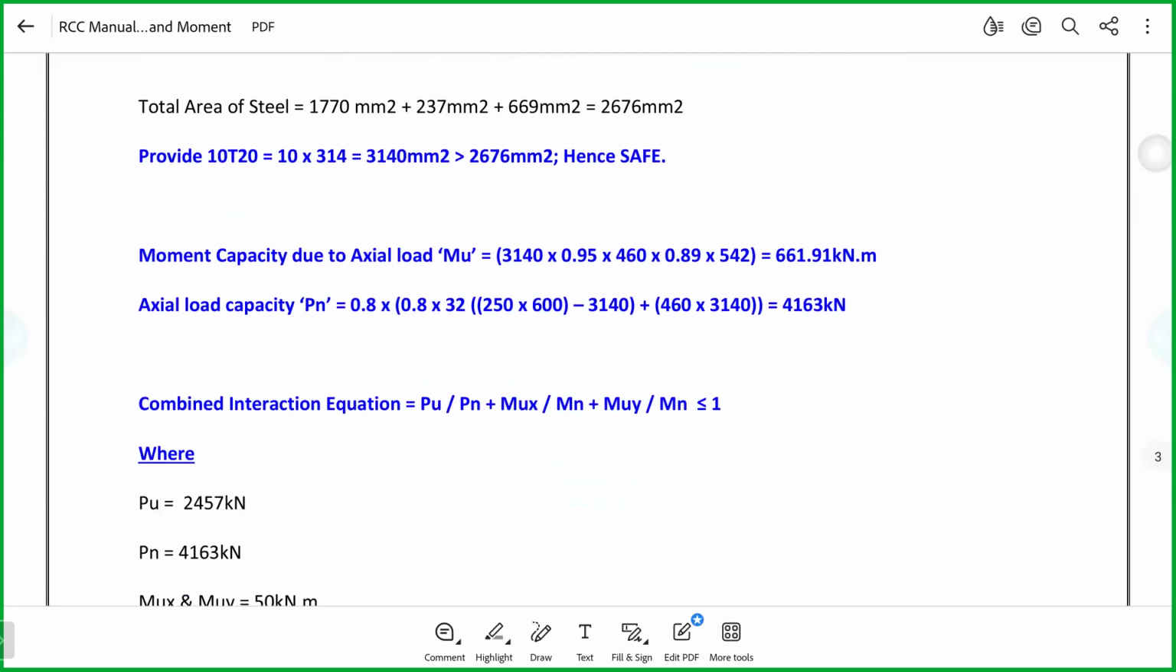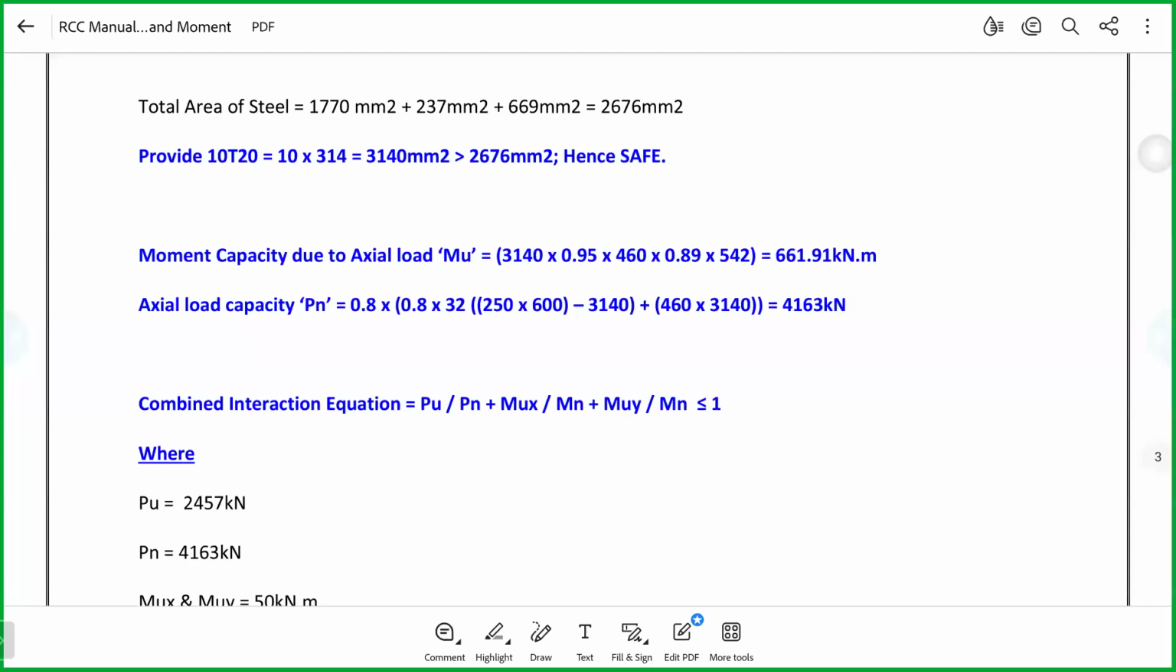Still, the further check is there. What is that? The moment capacity due to axial load. So 3140 is your area of reinforcement. Using ASC equal to M by 0.95 FYZ, I'm just doing the cross multiplication to calculate the moment. By substituting the value, I'm getting 661.9.